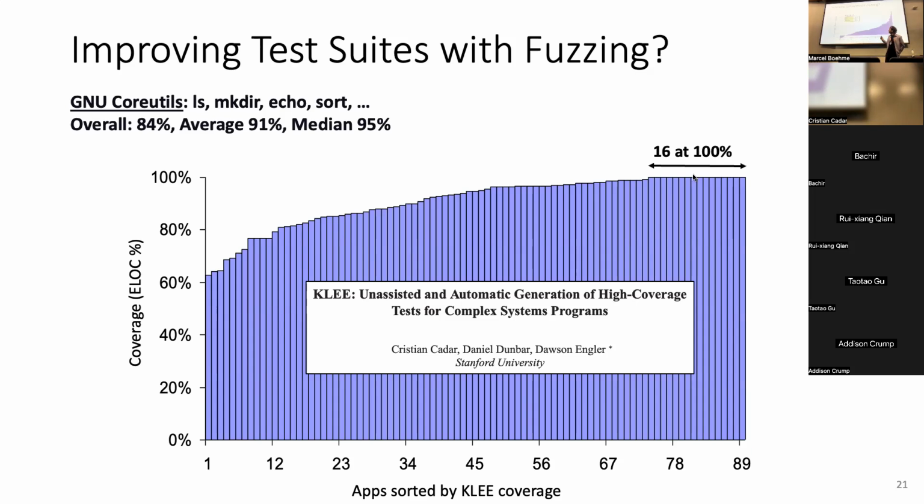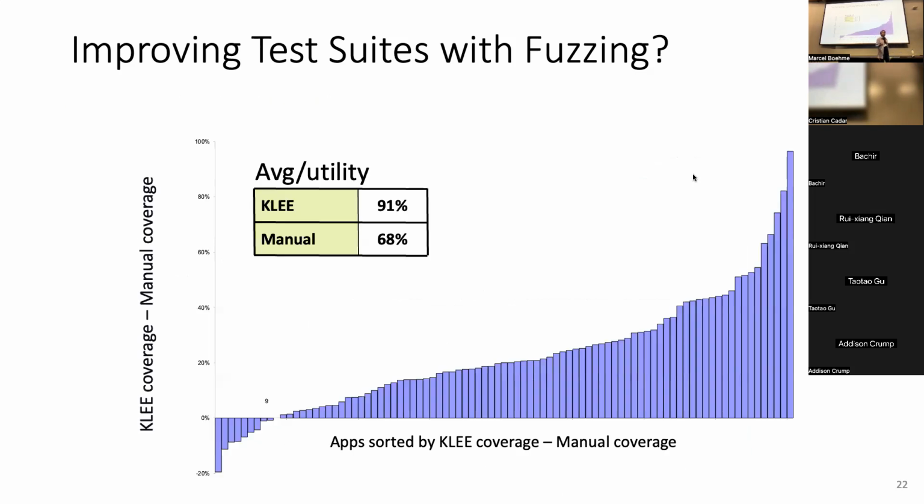All right. And in fact, if you compare it to what manual test suites achieve, it is much better, right? And continues to be so. This graph essentially shows the difference in percentage points between the coverage achieved by CLI and the coverage achieved by the manual tests. A bar going up means that CLI did better, and by how many percentage points, and a bar going down means that CLI did worse, and by how many percentage points. So again, in terms of coverage, CLI is so much better, right?